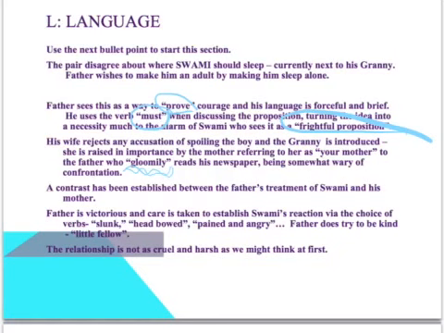However, father is victorious, and Swami's reaction is again shown in terms of this issue of where to sleep by the language. Verbs like slunk, his head is bowed, he's pained and angry. We do, however, see one of the few hints that father is not a vicious, unpleasant, unkind man purely for the sake of it.